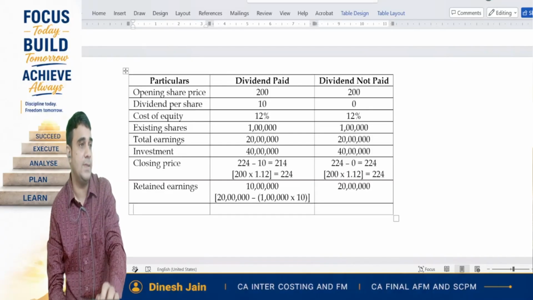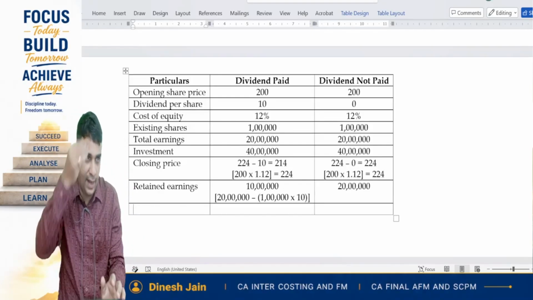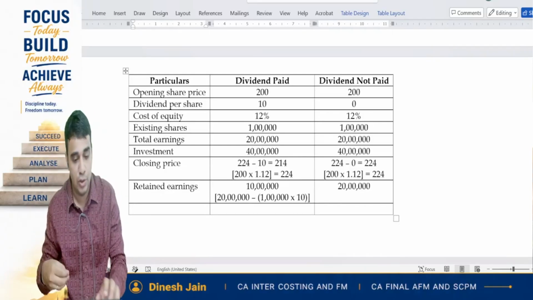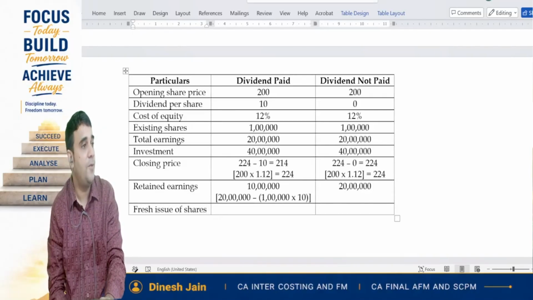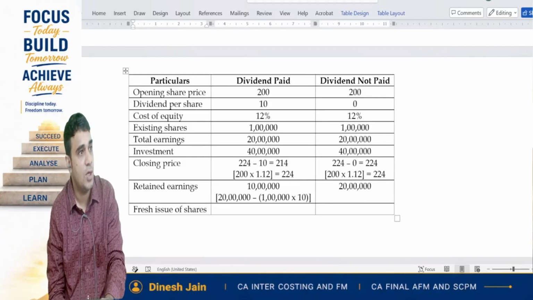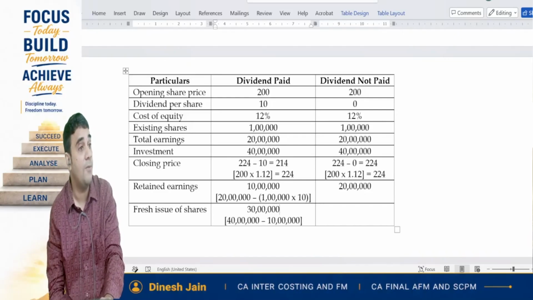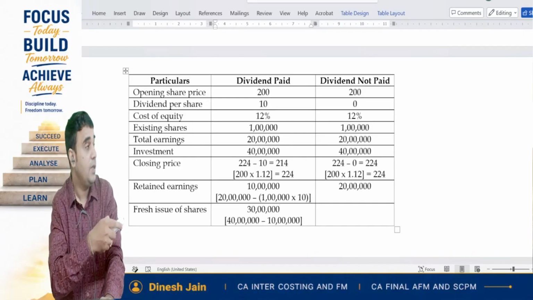So what Modigliani Miller said is, if you pay dividend, you retain less. With one hand I pay, and with the next hand I say I need more money because I want to make investment. So, fresh issue of shares. I want 40 lakh. In that, only 10 lakh is available as retained earnings. The balance 30 lakh will have to come from fresh issue of equity shares.